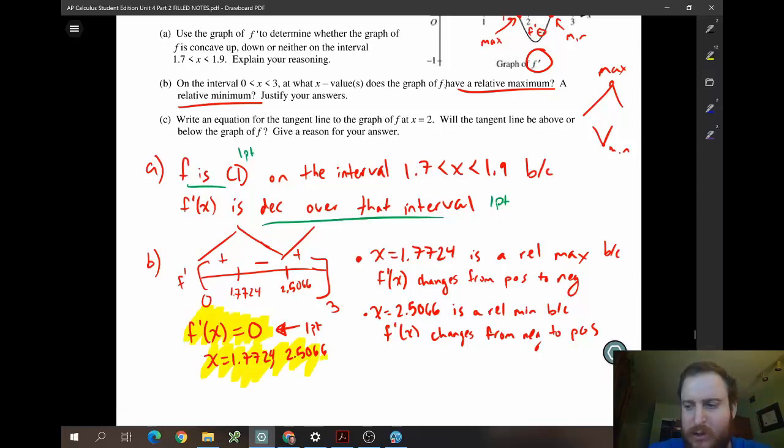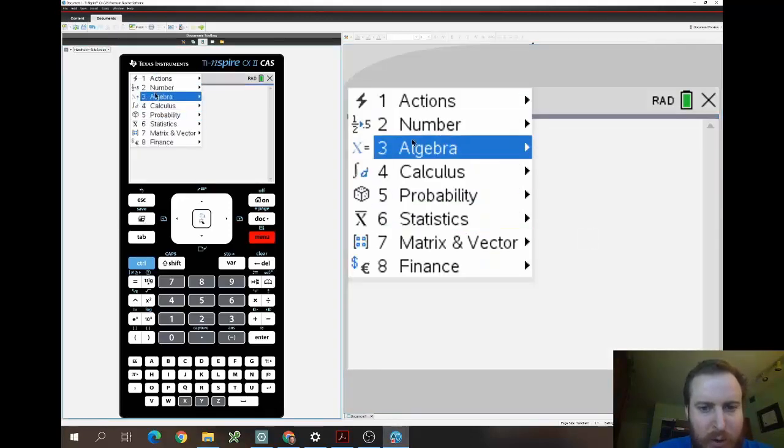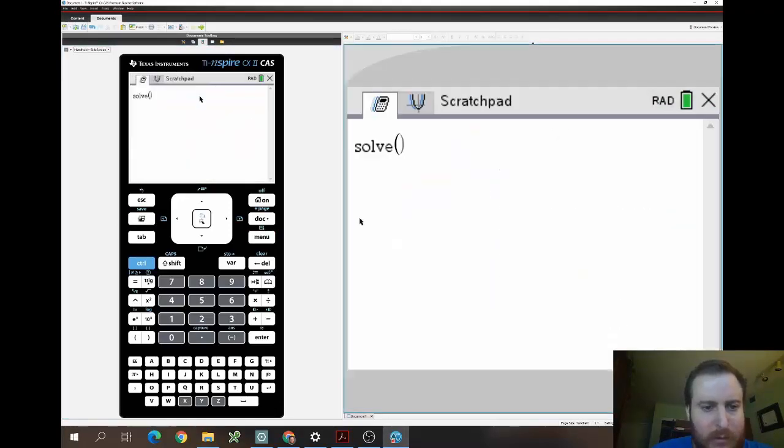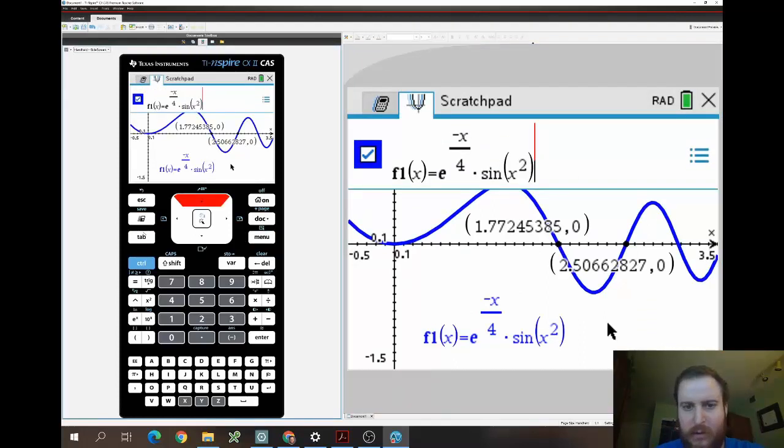They're expecting that you found those answers on the calculator. So I found those answers on my calculator using the graphing tool. I do want to show us really quickly, we could have also done these using the solve tool. So algebra, solve, and then what we could have done is we could have taken this same e to the negative x divided by 4 times sine of x squared. I'm going to be lazy and just copy paste it so I don't have to retype everything.